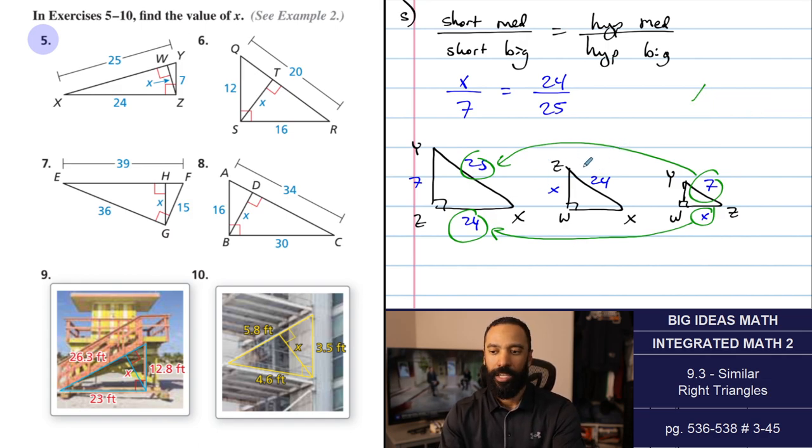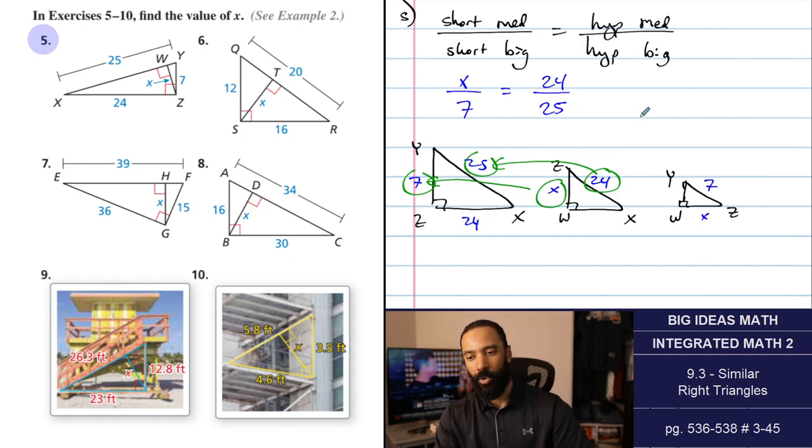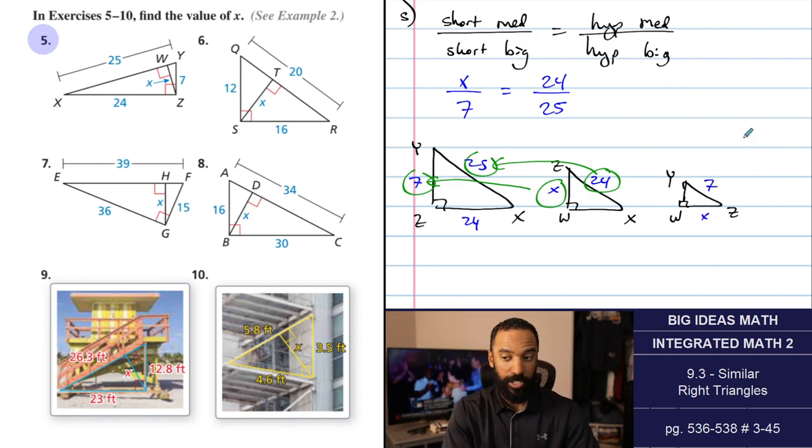The one that I did was the short leg of the medium over short leg of the big, hypotenuse of the medium over hypotenuse of the big. As long as they correspond, you can work it out, and as long as it has our variable. So that's my setup. I've spent way too long on the problem.